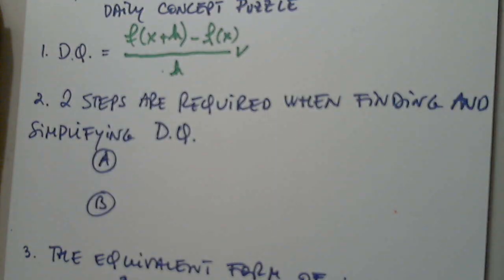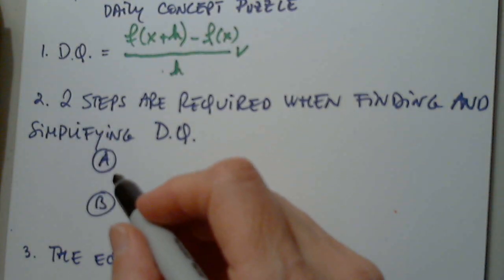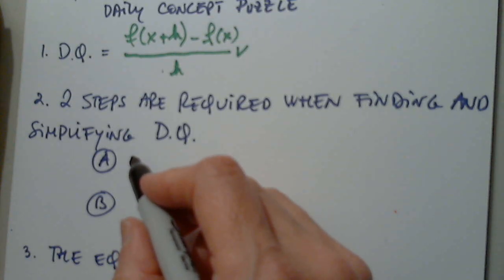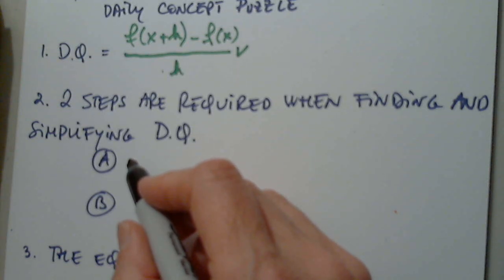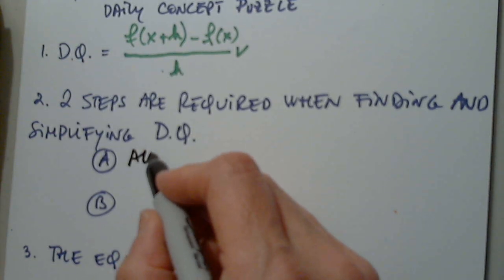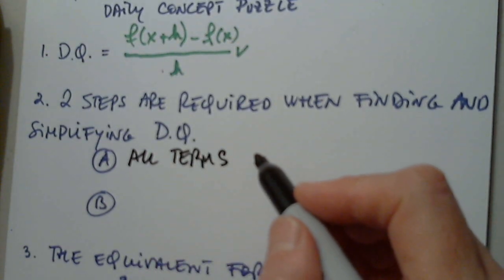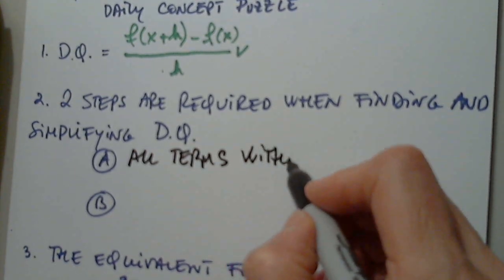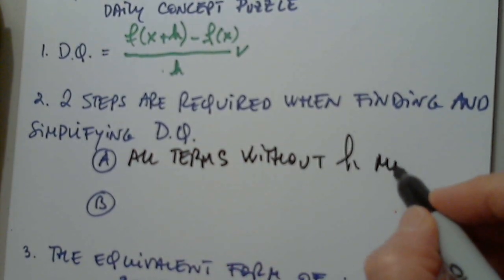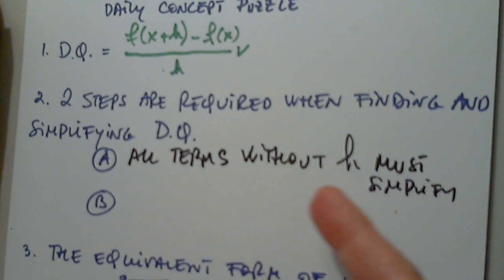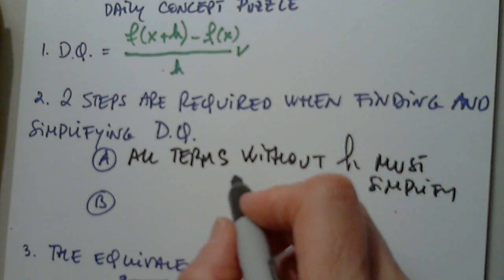So one more time, can anyone tell us again what they are so I can put them in? Simplify the numbers in the numerator? No. One more time. All terms without h must simplify. Of course, we mean the numerator. I didn't specify, but we know that. I can put the numerator in parentheses.